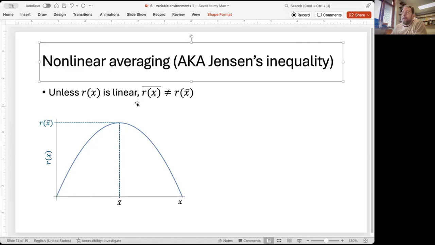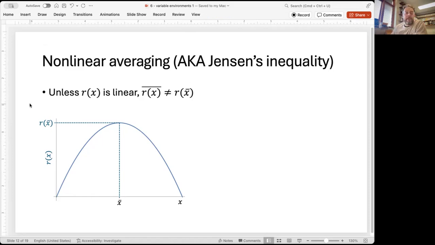In general, these two things are not the same. One exception is if R of X is linear. I'm sure you could cook up other cases, but definitely, if R of X is linear, they're equal. But if it's nonlinear, basically all bets are off.